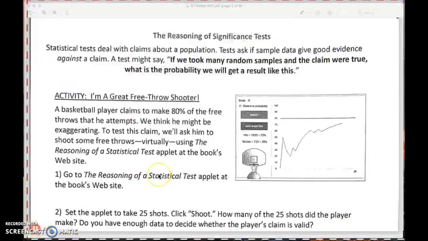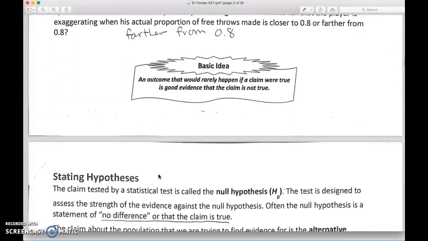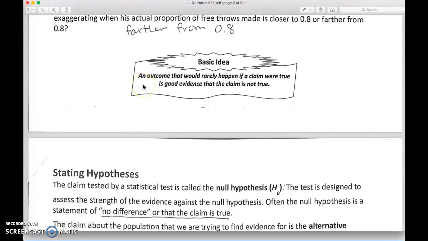But the basic idea of a significance test is that an outcome that would rarely happen if a claim were true, typically that's good evidence that that claim is not true. So we always go in assuming that the claim they make is true, almost like innocent until proven guilty. But if you get a really low probability, that's telling you that it's pretty rare that this would happen. That's evidence against your claim.